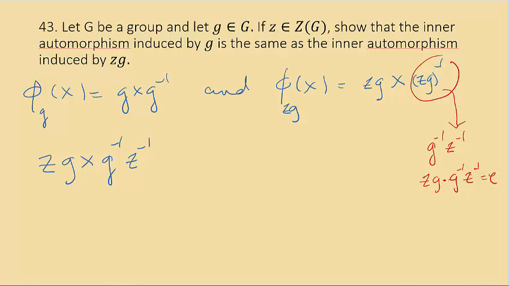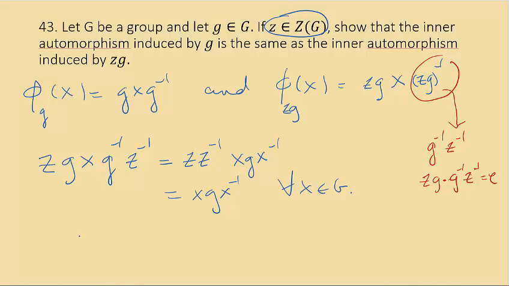Now, in this case, we know something about z. It is in the center of G. So if z is in the center of G, we know that z commutes with all elements of G. So I can just bring that z inverse all the way to the left. And I have z z inverse, g x g inverse, or g x g inverse. And this is for all x in G. So we have proven that phi sub g is the same mapping as phi sub zg. And we're done.